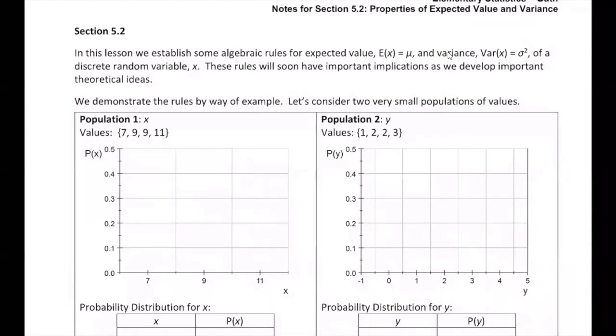One I'm calling X, another I'm calling Y, and they have just four values: 7, 9, 9, and 11, and 1, 2, 2, and 3 for Y. And what we're going to do is just graph the probability distributions. To get a 7, that's a 1 out of 4 probability in the first population. So with a 1 out of 4 probability, that's 25%.